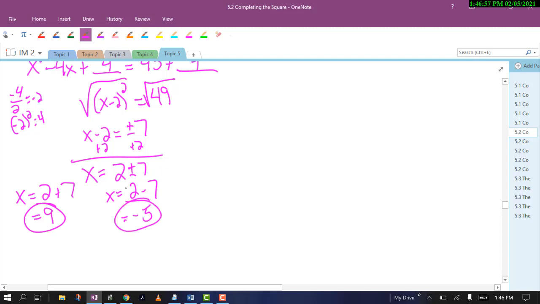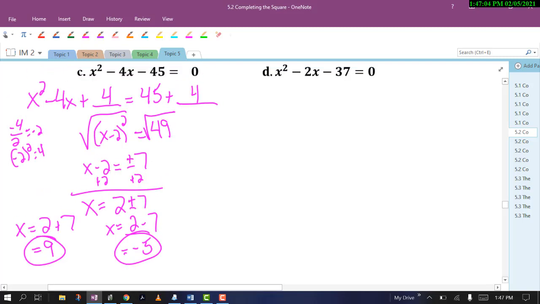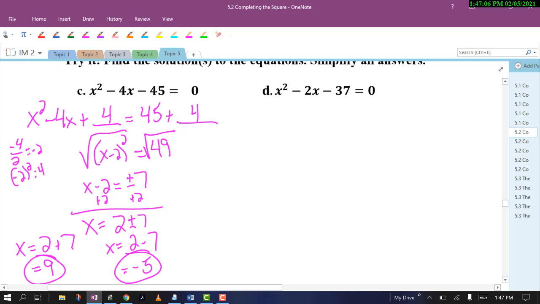So not different than what we were just doing above, but we got nice numbers this time. We didn't get irrational numbers, square root of something that's not a perfect square. We actually had a perfect square here, so that's nice.